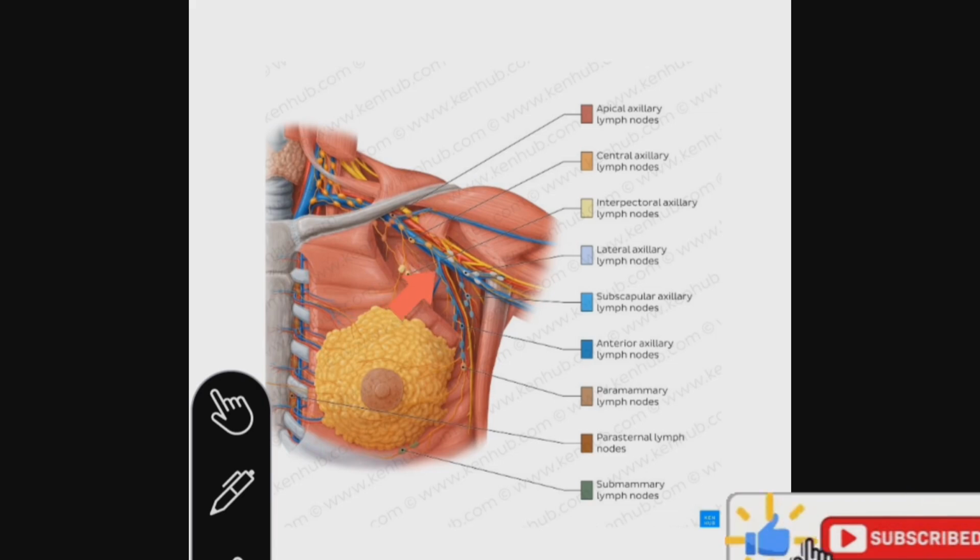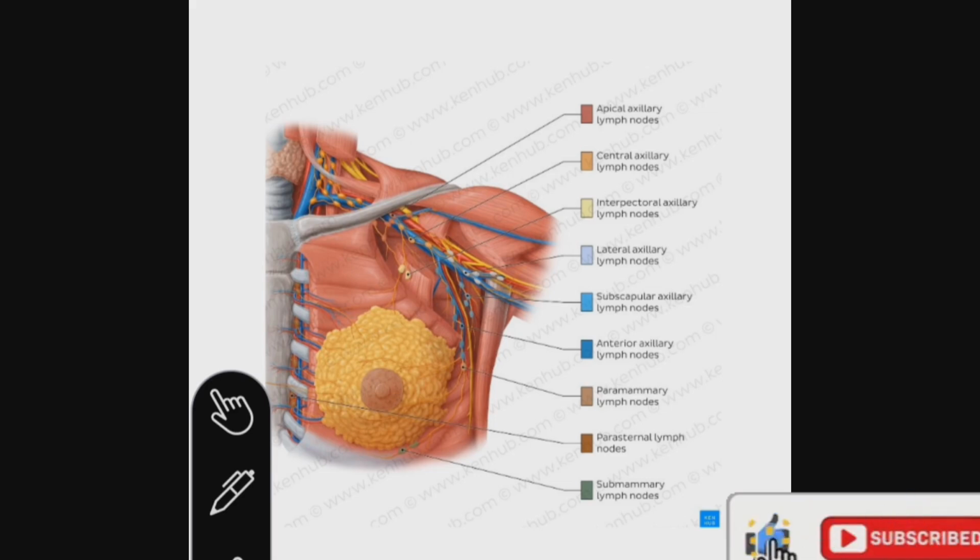Then these are the axillary, lateral axillary, subscapular, anterior axillary, paramammary, parasternal, submammary. Of all of these, the first three you must remember: apical, central, and pectoral. Now, the nerve supply to the breast is by the intercostal nerves, the second to the sixth intercostal nerve. Take note that the breast has no motor innervation and lactation is hormonally controlled.